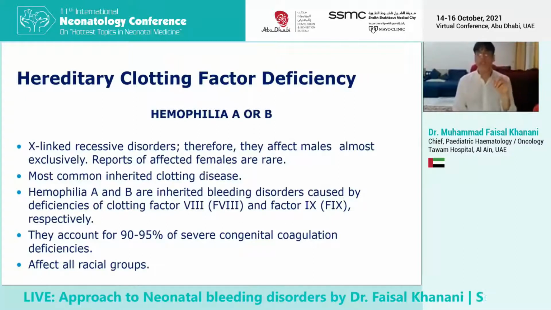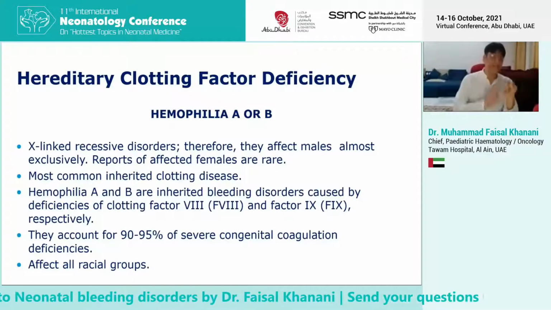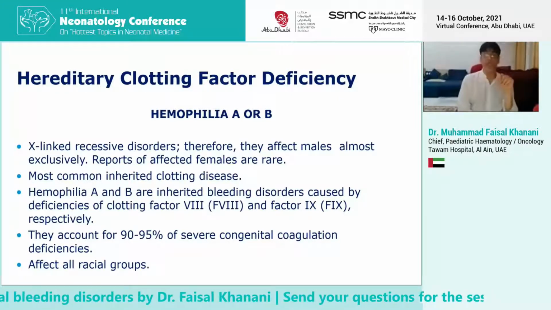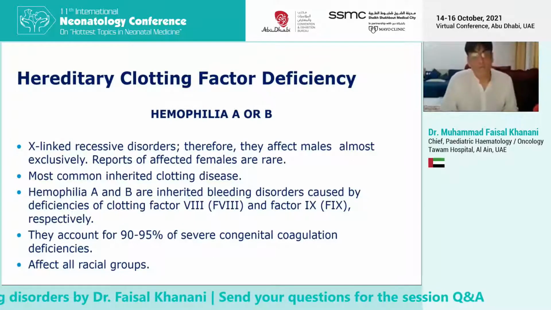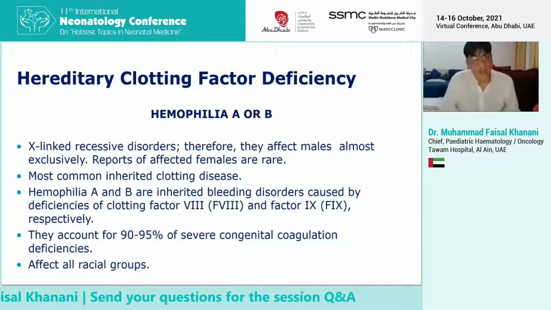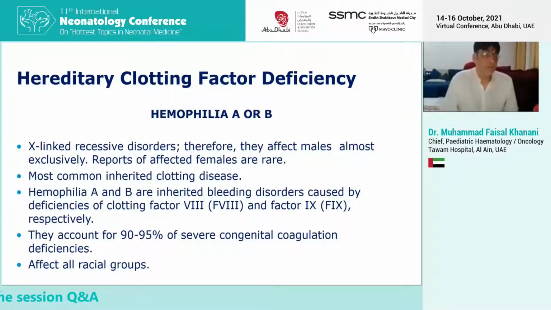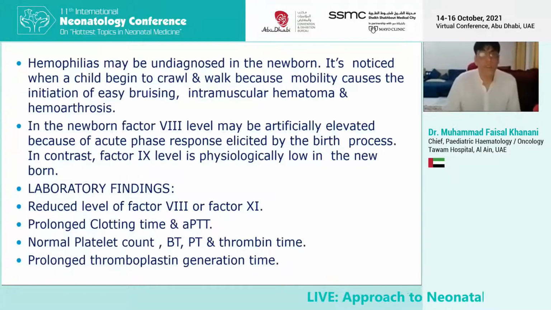Now, let's quickly go through each disorder. Hemophilia A or B is an X-linked recessive disorder that mostly affects males. Reports of females are rare, unless they have Noonan syndrome or X-inactivation. The most common disorder is hemophilia A, and then B. Hemophilia A is a deficiency of factor 8 and B of factor 9. They account for 90% of severe coagulation deficiencies, and they affect all racial groups.